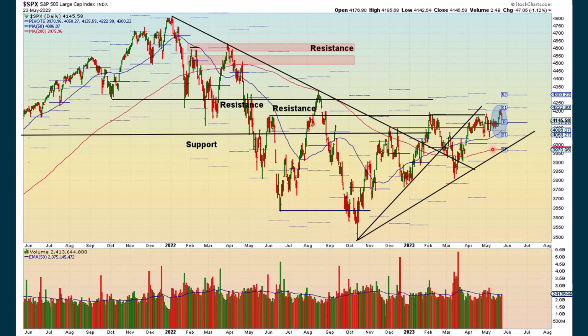Short-term analysis, we came right up to this resistance level, and now we're starting to come back down. Will that continue? On the bottom, you see where we were slightly above average with volume.